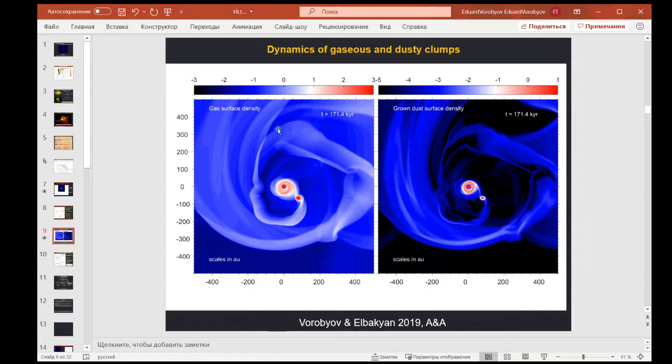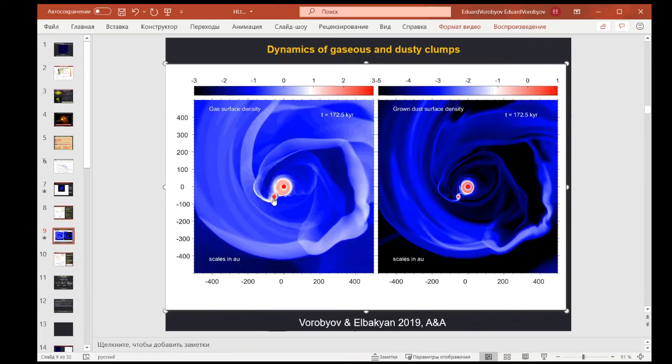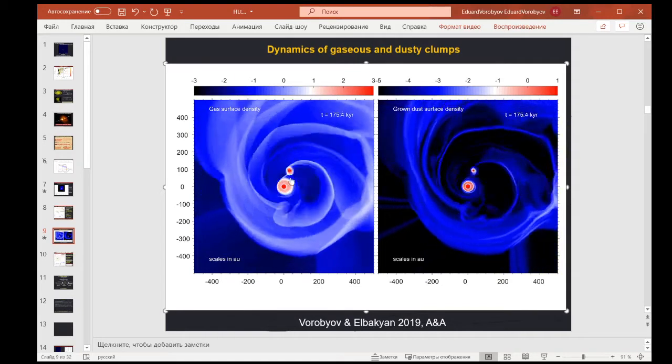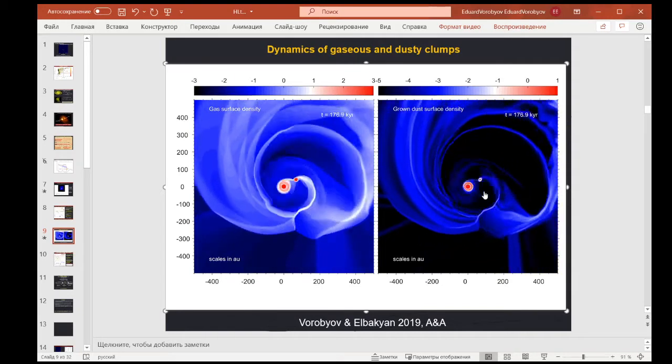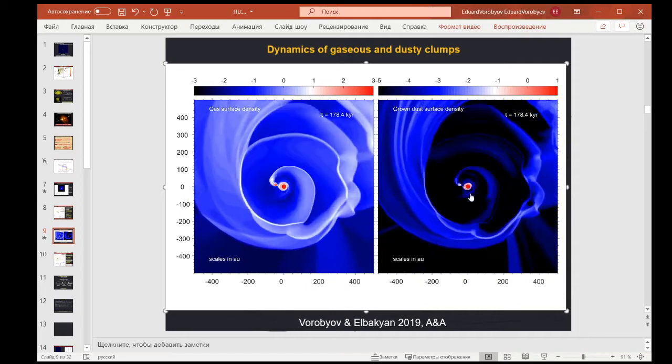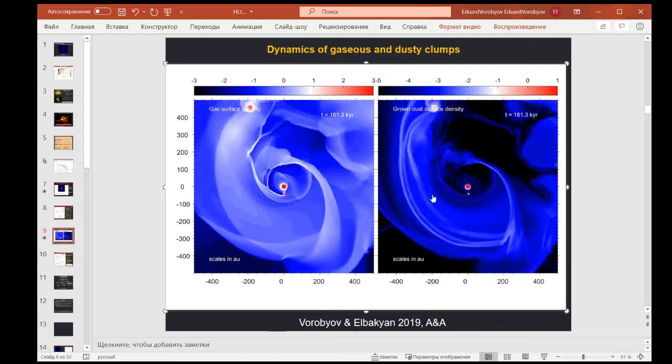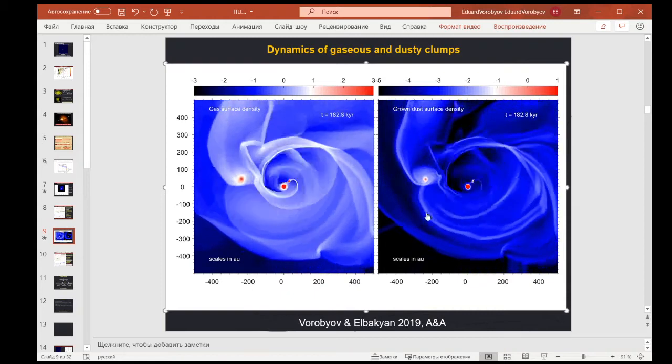Now I show a similar case, now including the dynamics of dust. On the left is the gas surface density, on the right is the dust surface density. The size of dust here is about the maximum size, a few millimeters up to a centimeter. And now I play, you see the clump orbits the star here, and what you can notice is that the gaseous clump is much more extended than the dusty clump. This is important. So the dusty clump is quite compact, much smaller than the gaseous clump. And you see other clumps flying around as well.